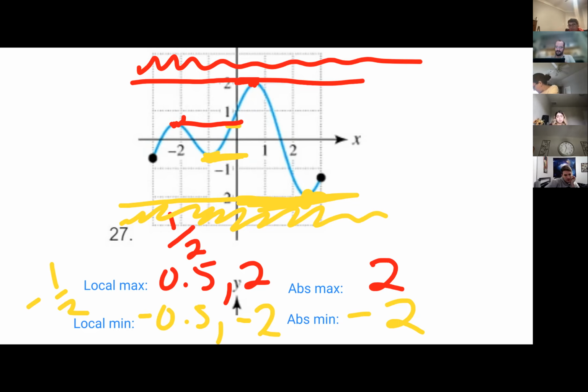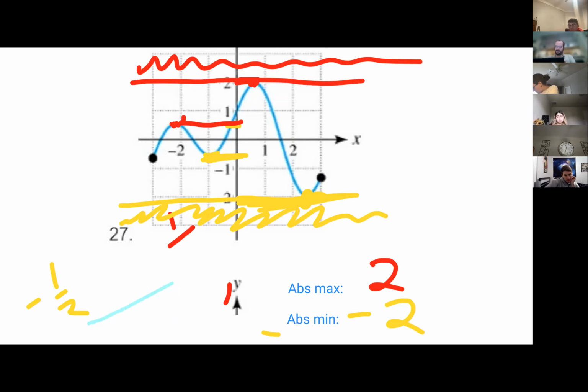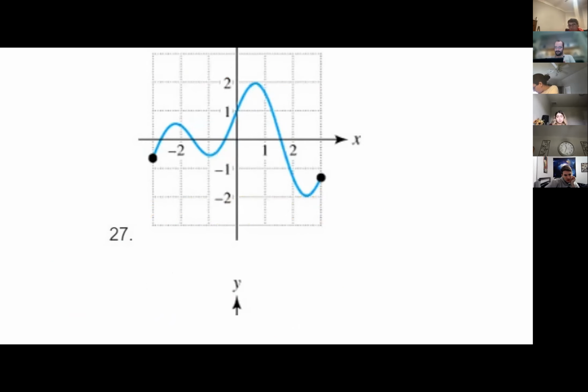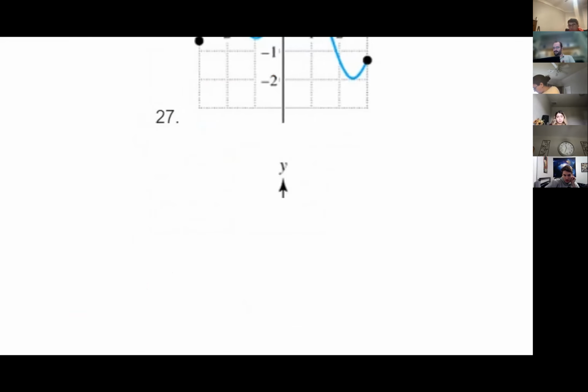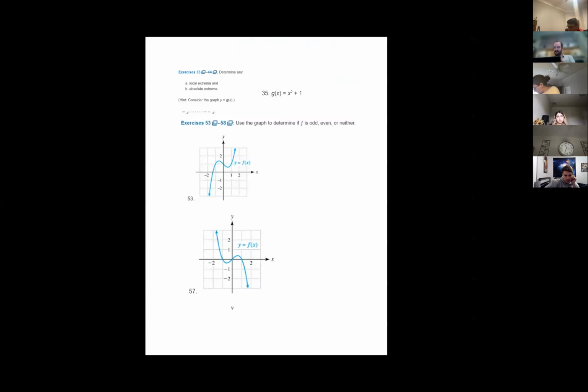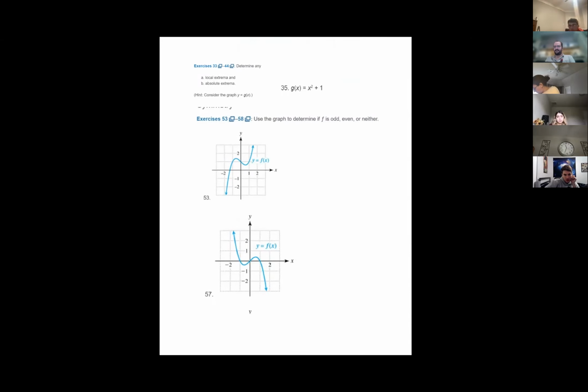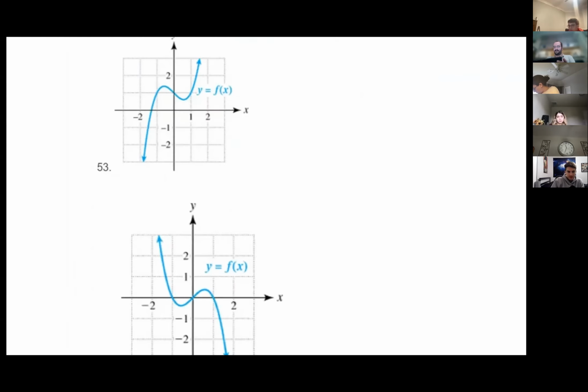Any other questions? I'm just going to clear all this. All right. I think we have one other one. Next page. Number 35. Did y'all do 35? Did you get through all these?